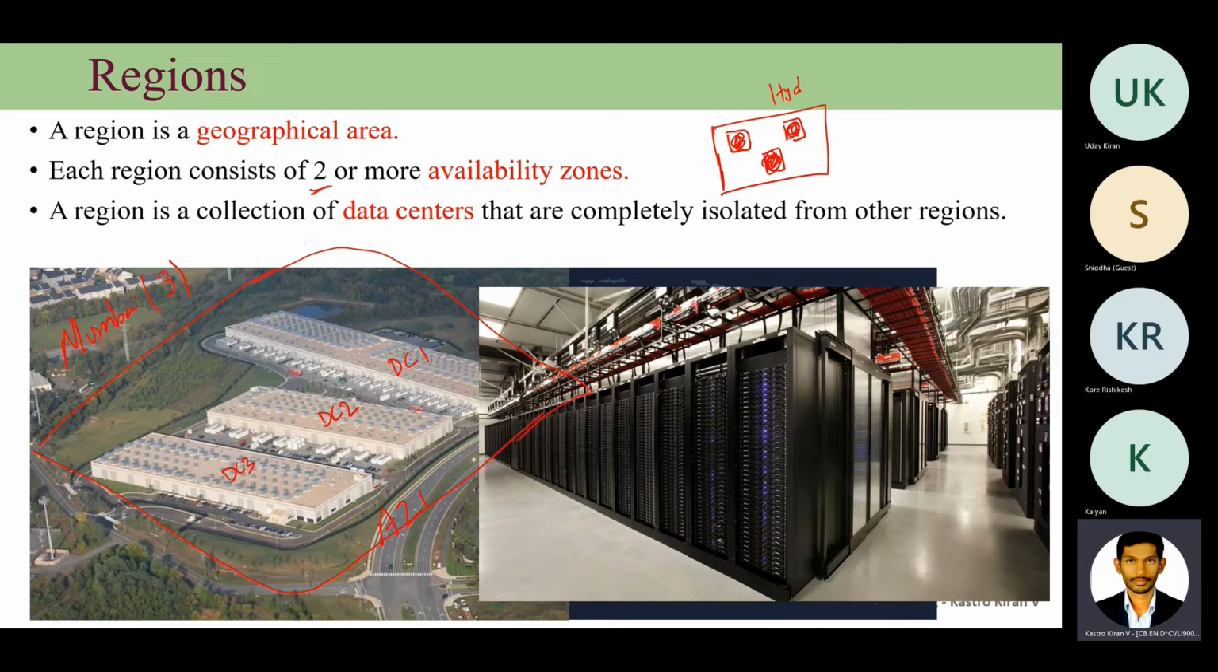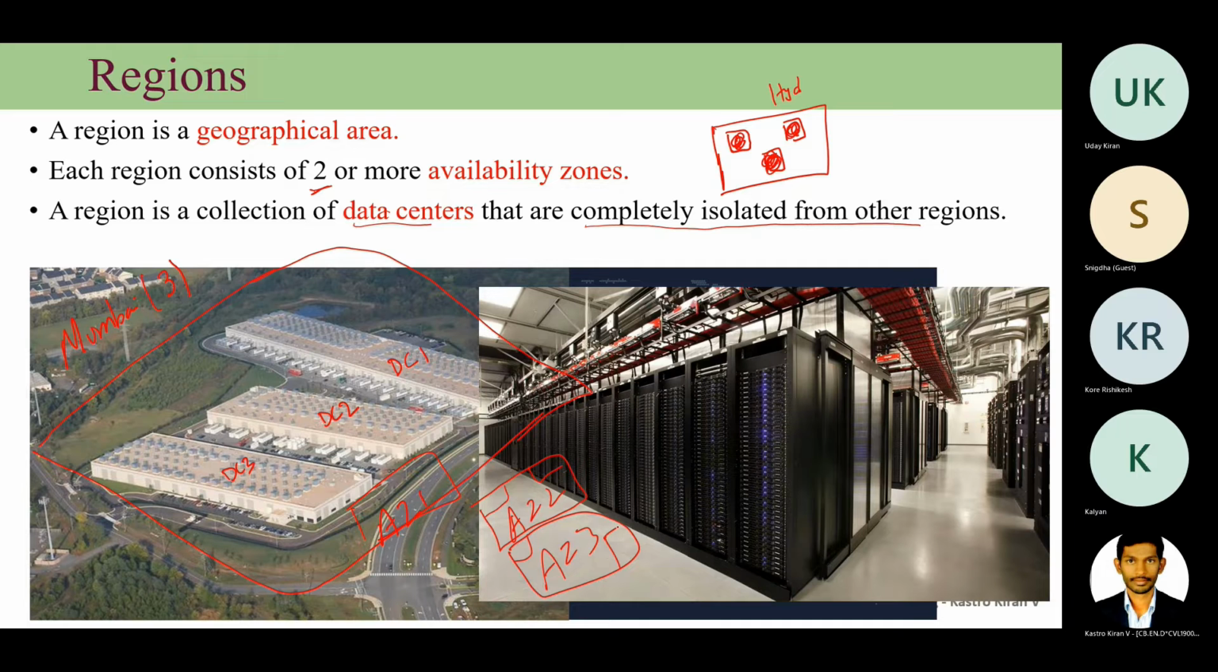I was telling you that a region is a collection of data centers that are completely isolated from other regions. Let's say this is the Mumbai region. In the Mumbai region, we have the first availability zone, and I said we have 3 availability zones. Now we have availability zone 2 and availability zone 3 also. Again, in availability zones 2 and 3, we'll have the data centers.